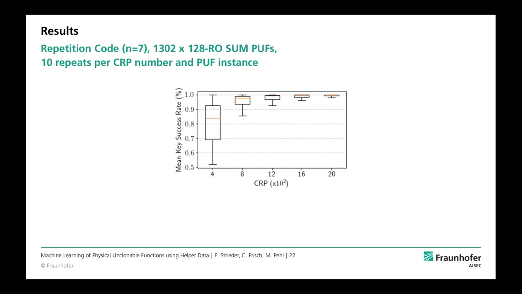Using publicly accessible ring oscillator measurements, we built 1,300 128 ring oscillator sum puffs. For every one of these 1,300 puffs and every challenge response number, we trained 10 machine learning models and evaluated the attack. We see that also with real ring oscillator measurements, it is possible to conduct this attack. Also, with 800 challenge response pairs, it is very likely to find the original or the inverse of the puff key.